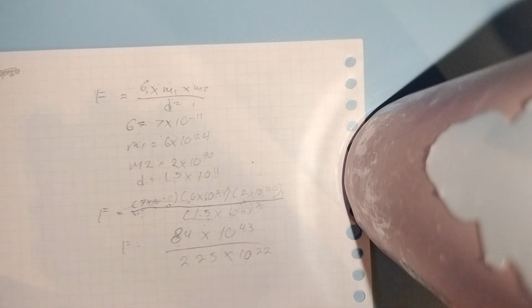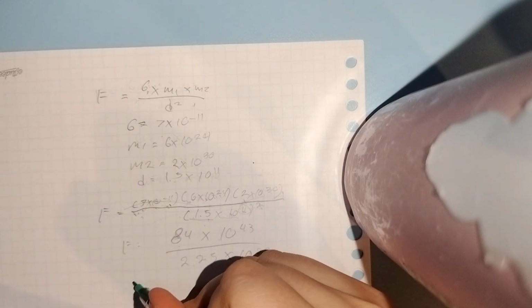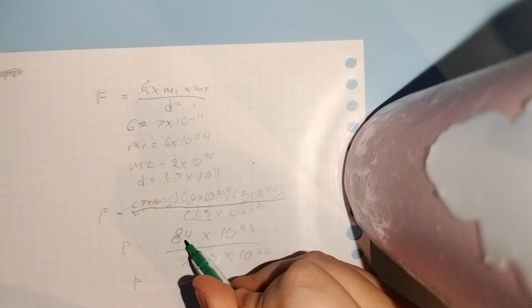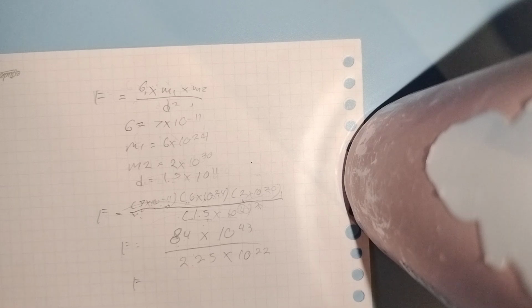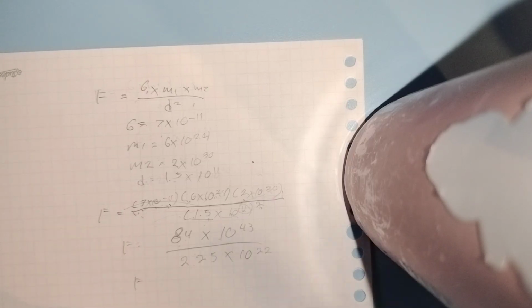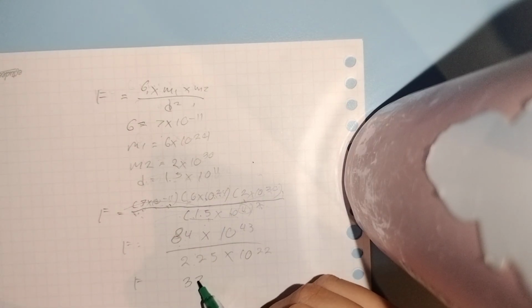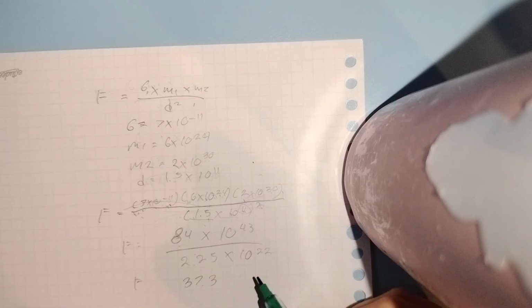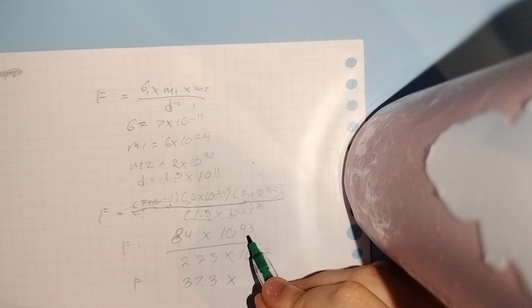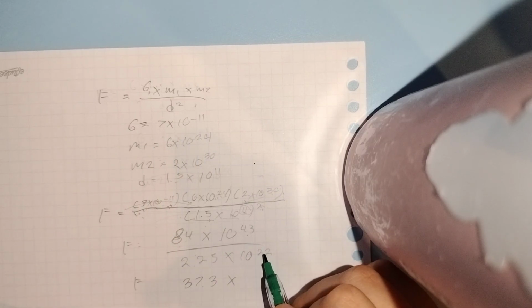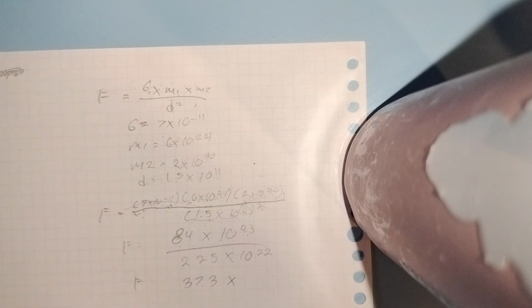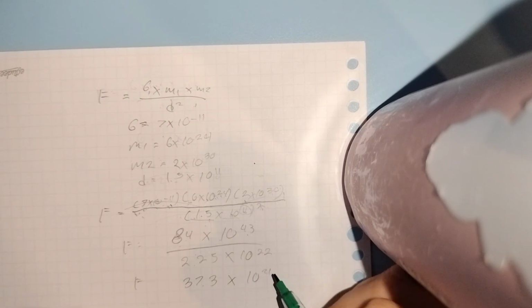And so now we can just continue the equation as usual, which is F equals 84 divided by 2.25, which is 37.3333, and so on, times 10. Now if it's division, we just need to subtract the exponents, which is, sorry, I'm really bad at this, 43 minus 22, which is 10 to the power of 21.